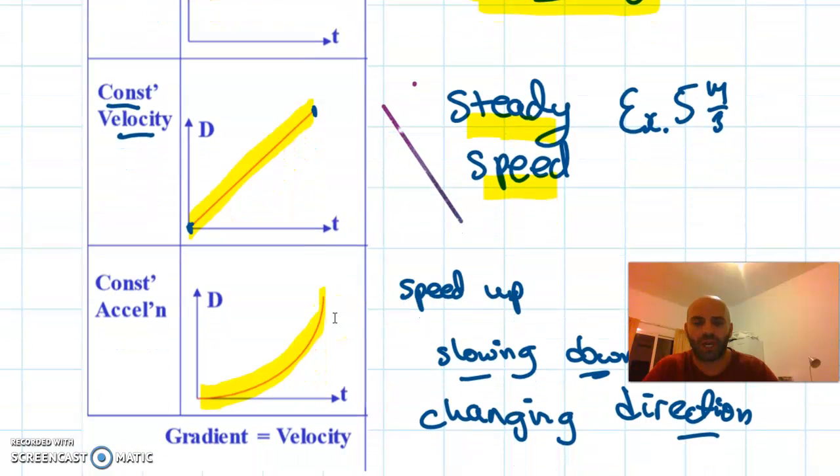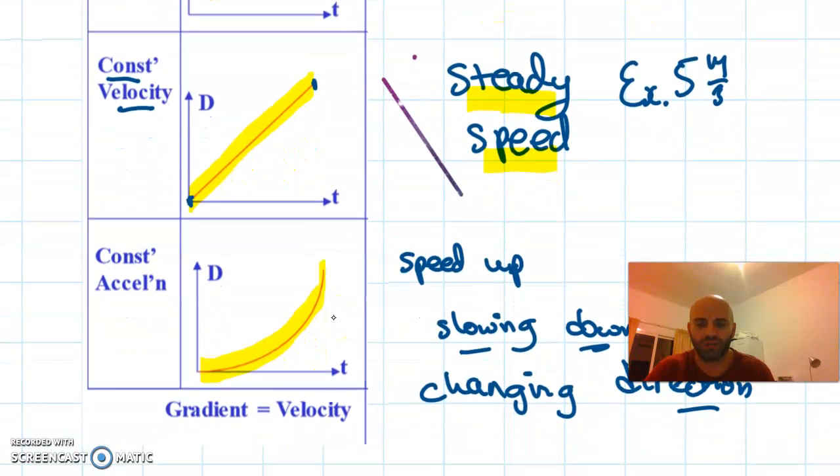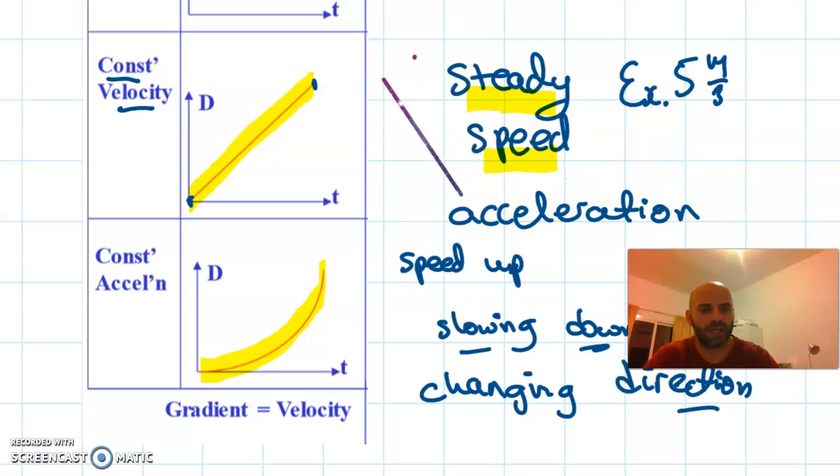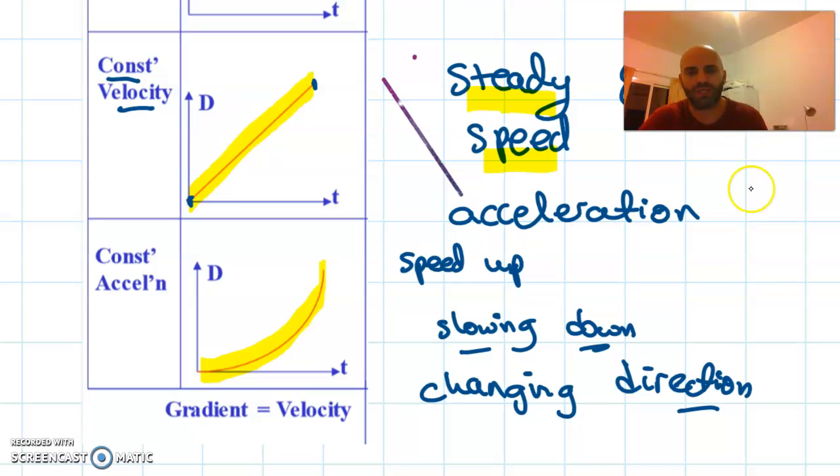The other thing that could be happening is we could have a curve. So if you've got a curve coming up like this, or any kind of a curve on a distance time graph, that corresponds to something called an acceleration, okay? So that's an acceleration. And we haven't really got into what acceleration is just yet, but I can tell you now, acceleration is basically either speeding up, slowing down, or changing direction, okay?